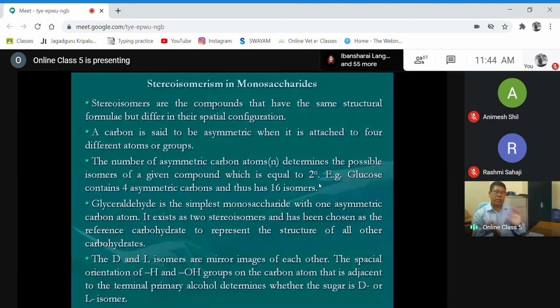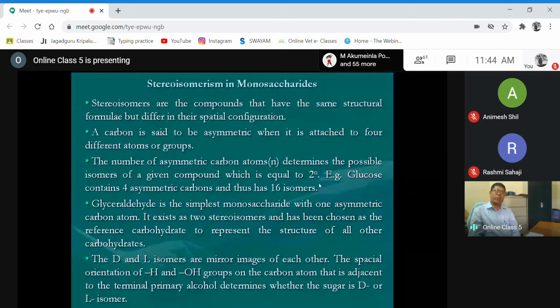So that means the spatial arrangement of the groups in the molecule is different. Okay? Then a carbon is said to be asymmetric. We have the asymmetric carbon, symmetric carbon, and all that. Asymmetric means when 4 different groups are attached to a carbon, then we call it an asymmetric carbon. A carbon is said to be asymmetric when it is attached to 4 different atoms or groups.